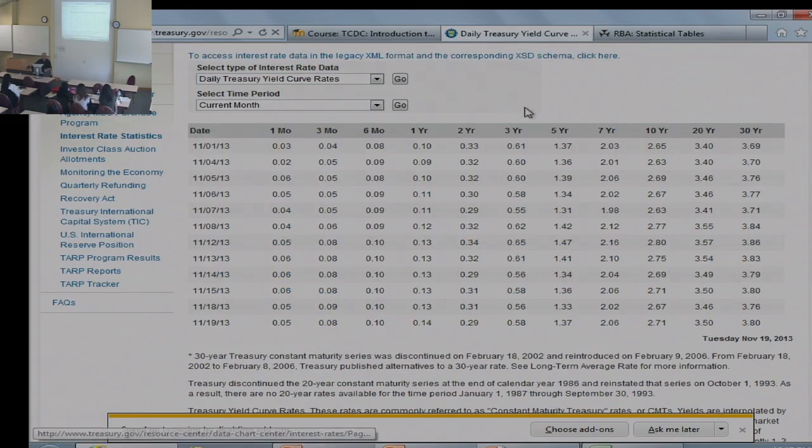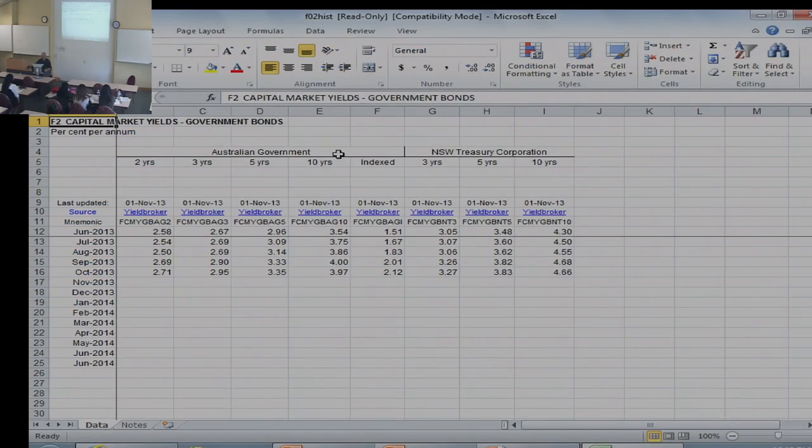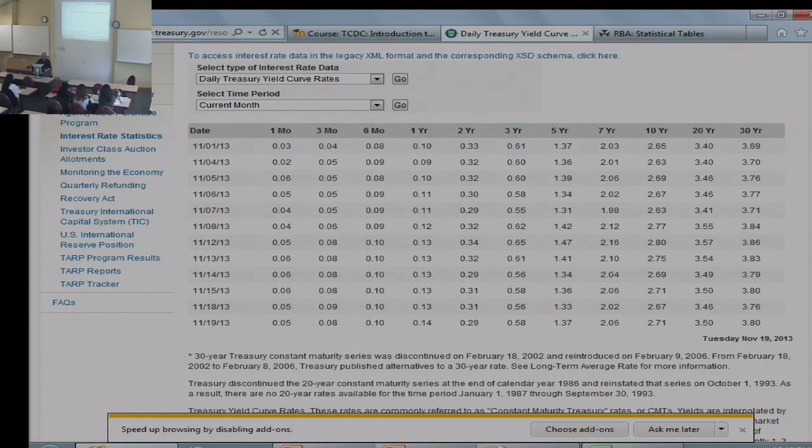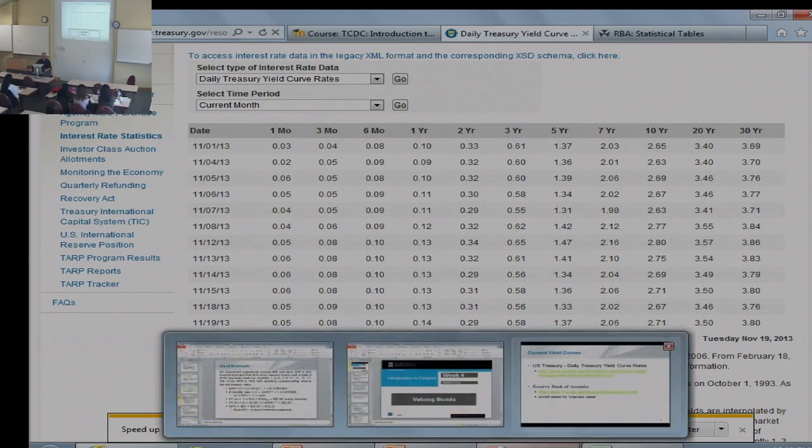Whereas the American yield, 10 years, is still 2.71. 10 years on Australia, 1% more, 2% more at the low end. 2 years, 0.29. So 2.5% more for a short-term investment. So would you rather invest in American bonds or Australian bonds?